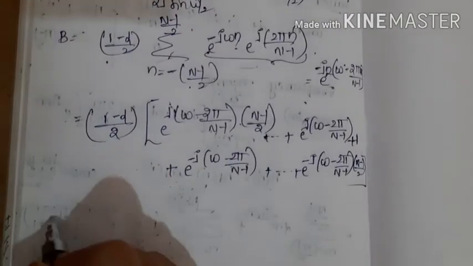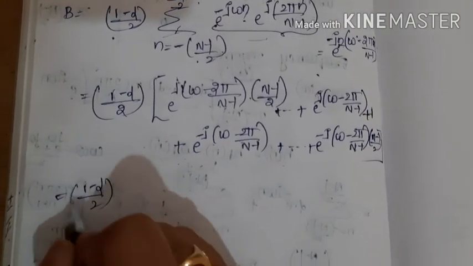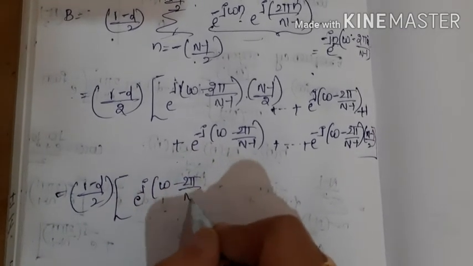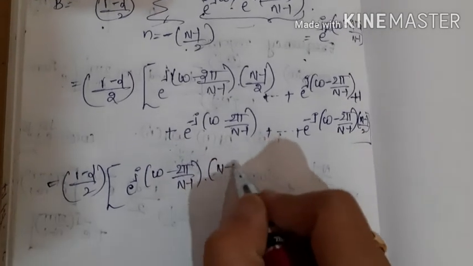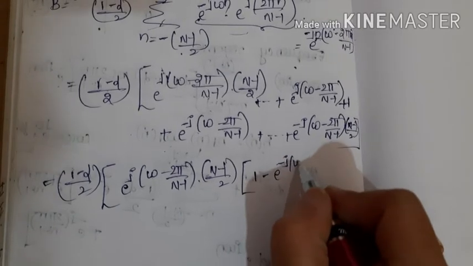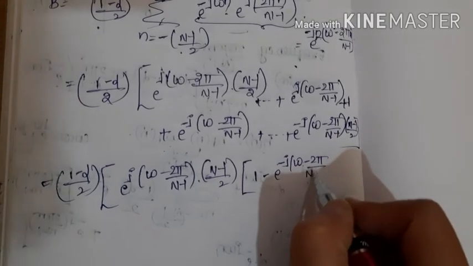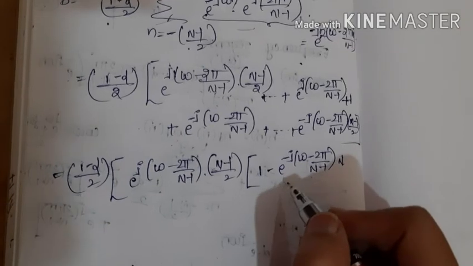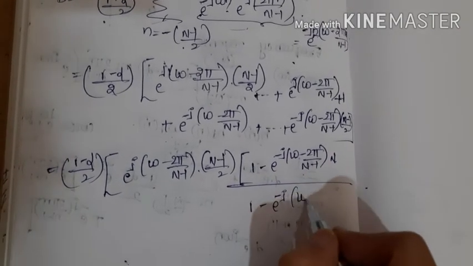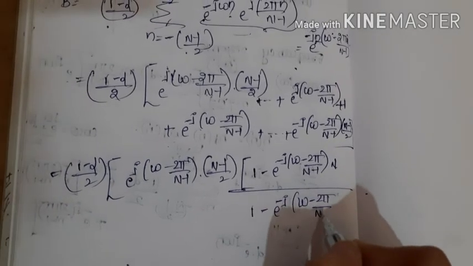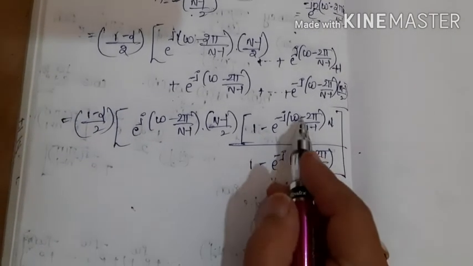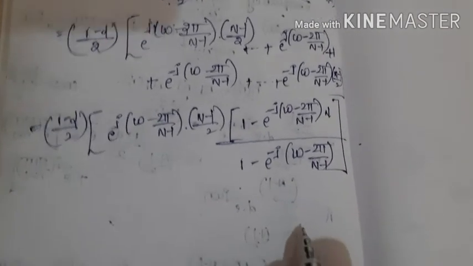So if I take first term as a common term, e power j omega minus 2 pi by n minus 1 into n minus 1 by 2 as a common term, I will get 1 minus e power minus j omega minus 2 pi by n minus 1 into capital N by 1 minus e power minus j omega minus 2 pi by n minus 1. So this is nothing but 1 minus a power n by 1 minus a.